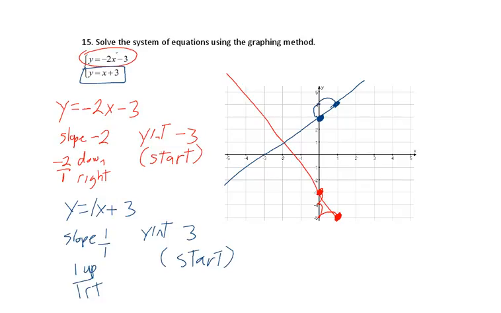Okay, when you do this, notice right here, which I have in green, it's where the red and the blue intersect. That point is the answer. So it looks like we have -2 and +1. And the answer is -2 and +1.